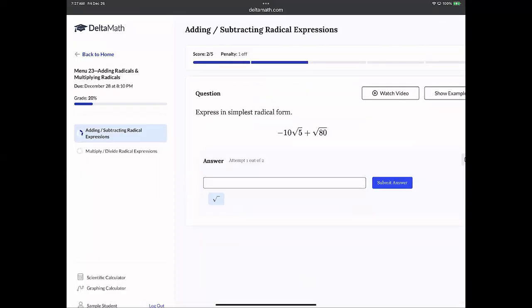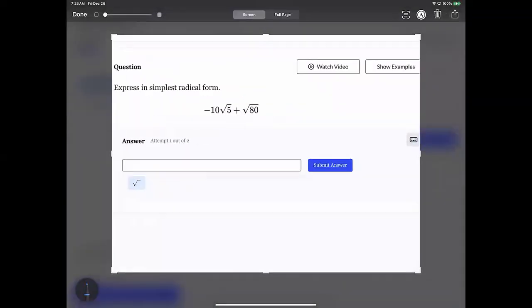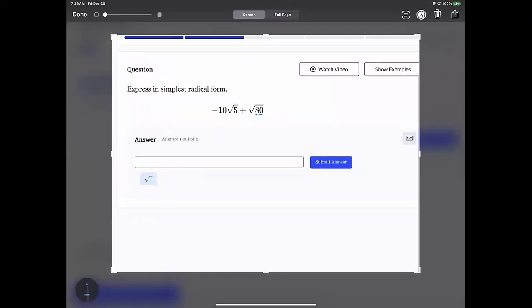Now, this one, the coefficient is -10. The coefficient over here is 1, but they don't have the same radical part, so we can't combine them. So what we're going to do is focus in on this 80 and see if we can simplify it. And when we simplify it, hopefully we'll have a radical 5 that we can do something with.